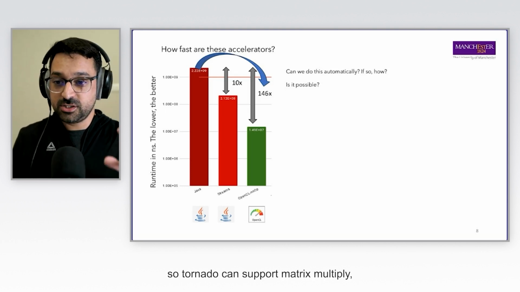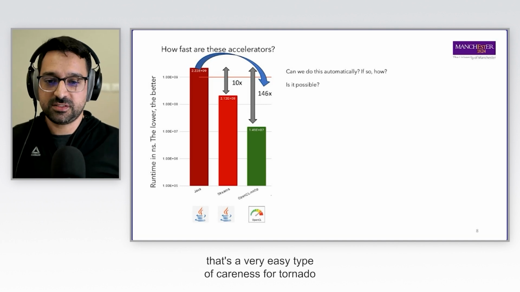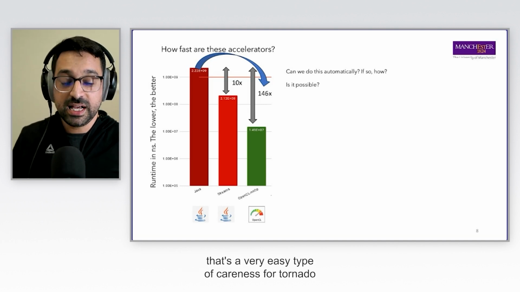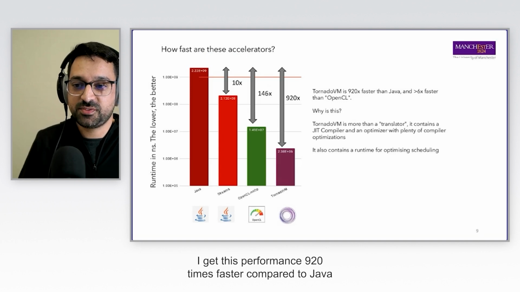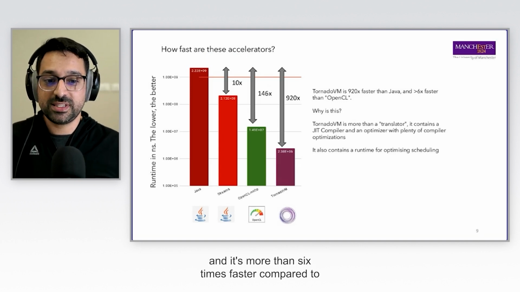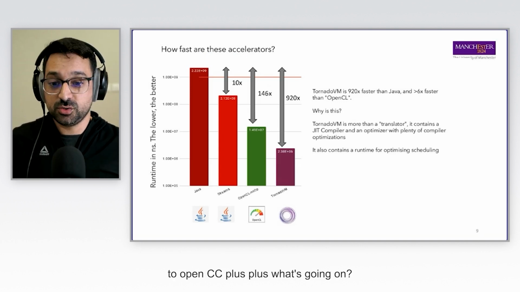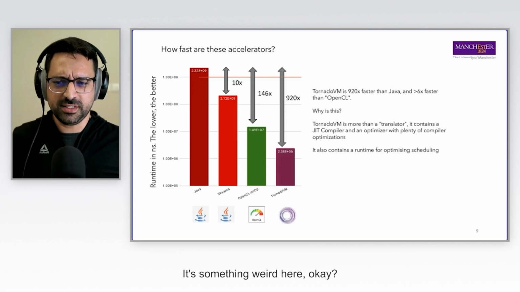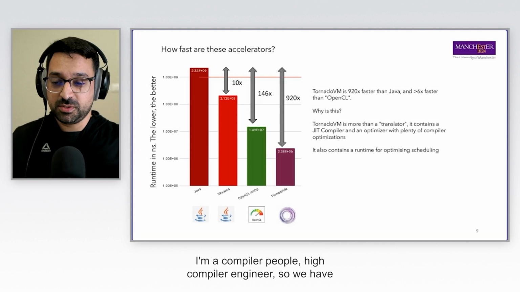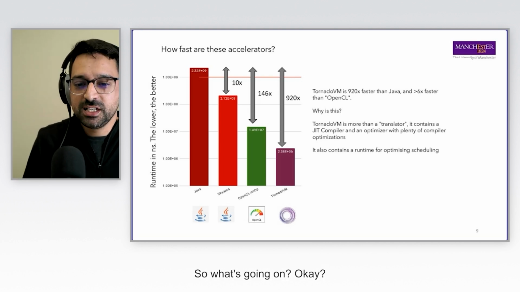So Tornado can support matrix multiply. That's a very easy type of kernel for Tornado. And if I run it, I get this performance, 920 times faster compared to Java. And it's more than 6 times faster compared to OpenCL C++. What's going on? It's something weird here. I'm a compiler engineer, so we have to be careful how we compare things, right? So what's going on?